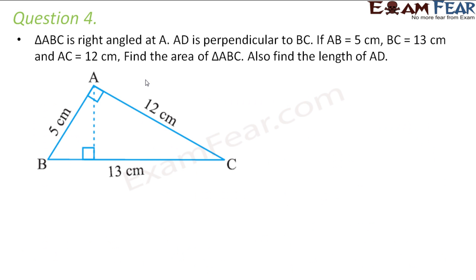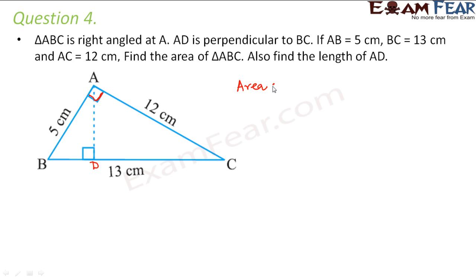Question number 4. Triangle ABC is right angled at A. That means this angle A is equal to 90 degrees. AD is perpendicular to BC. Let's call this point D. If AB is equal to 5 centimeters, BC is equal to 13 centimeters and AC is equal to 12 centimeters, so basically all three sides of the triangle are given. Find the area of triangle ABC.